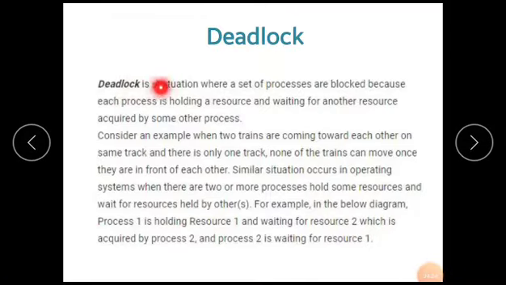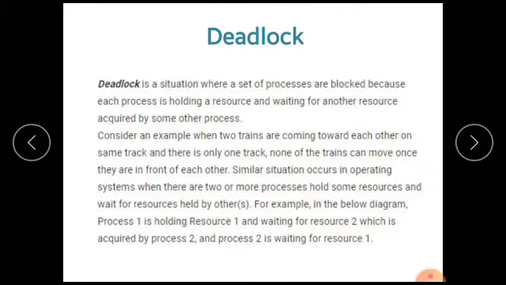So deadlock is a situation where a set of processes are blocked because each process is holding a resource and waiting for another resource acquired by some other process. Consider an example when two trains are coming towards each other on the same track, and there is only one track. In this case, none of the trains can move once they are in front of each other. A similar situation occurs in operating systems when two or more processes hold some resources and wait for resources held by others.